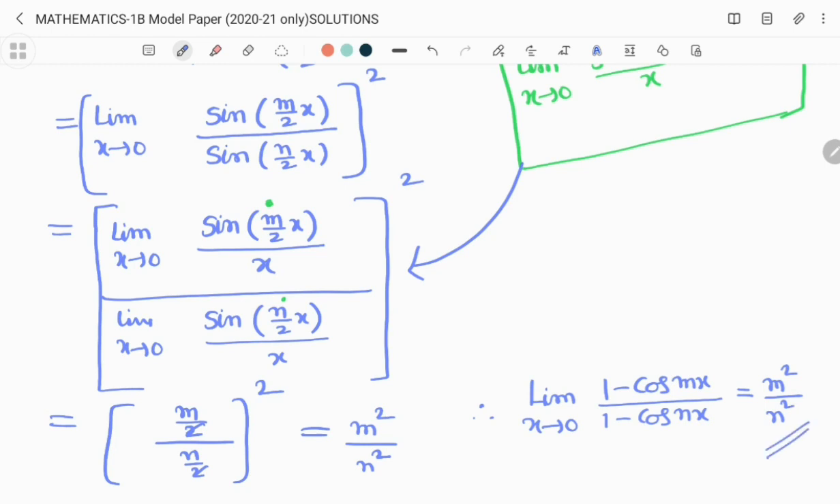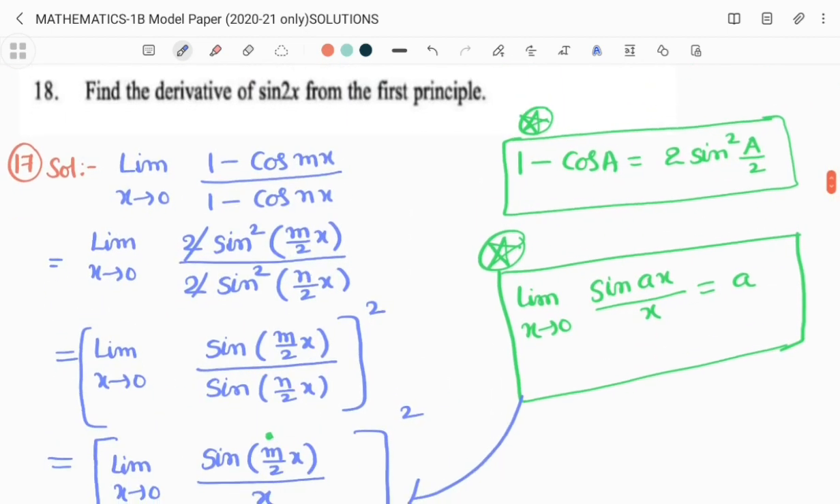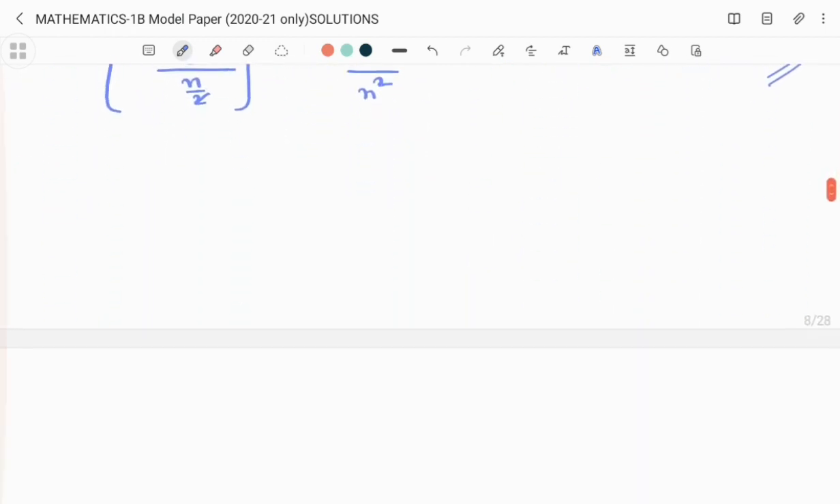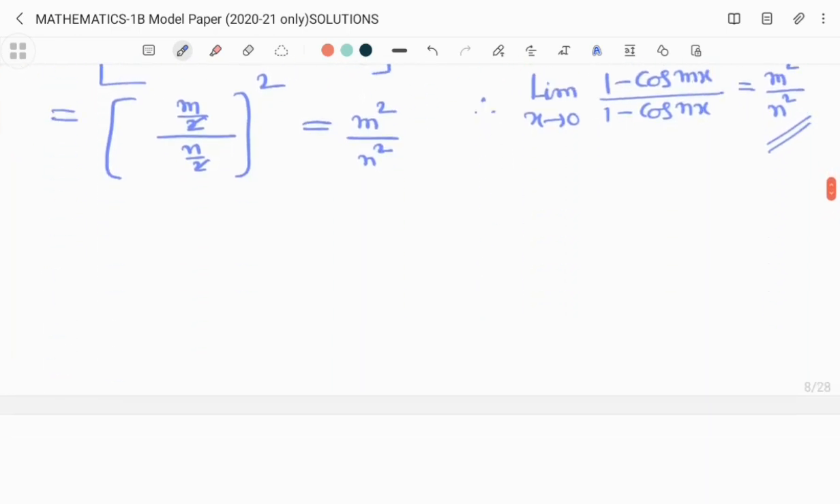I hope everyone understands. We'll move to the next question, which is related to differentiation. Find the derivative of sine 2x from the first principle, sine 2x. So I will explain step by step, the easy way. Question number 18. Question number 18.